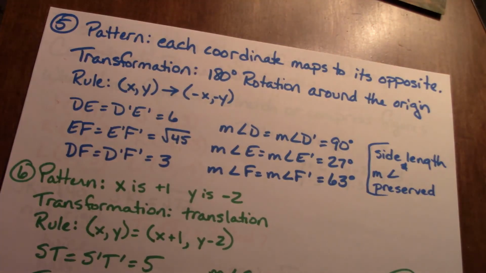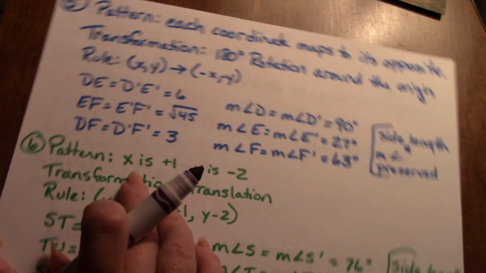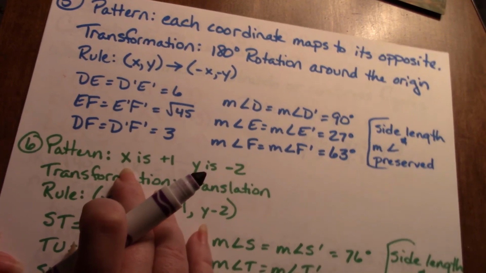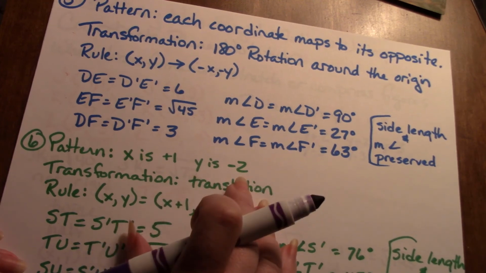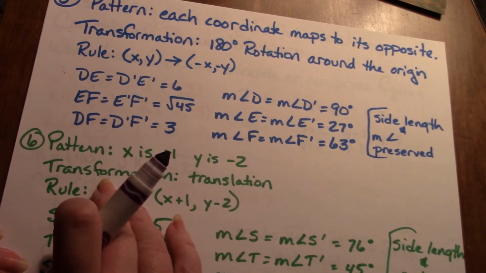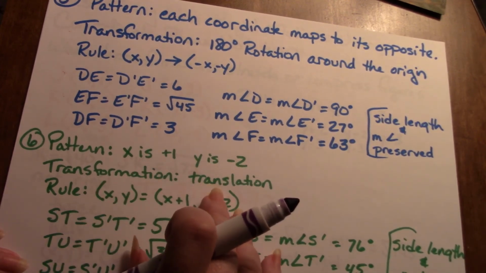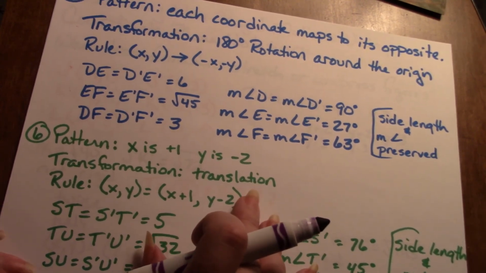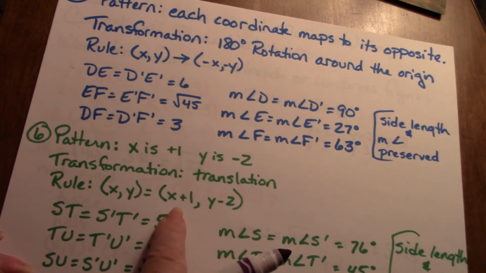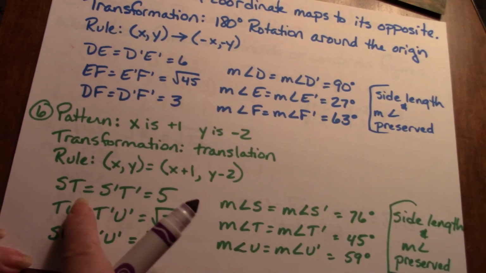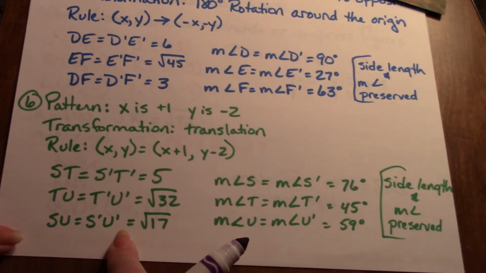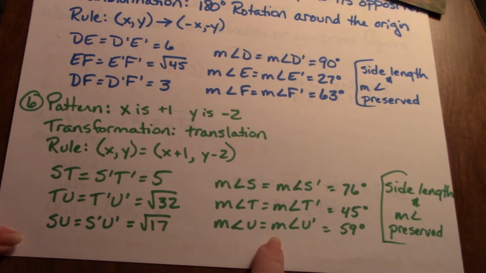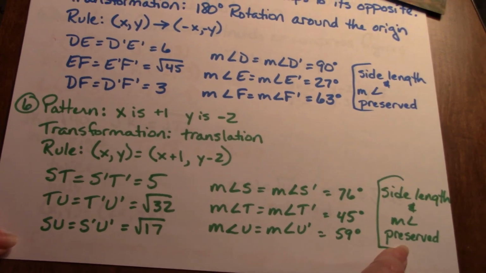For number 6, we've done the same thing. The pattern is with x we added 1, and with y we subtracted 2 each time. So this transformation was actually a translation. It slid it down, and the rule is (x plus 1, y minus 2), and we measured all of our lines and our angles, and those were preserved.